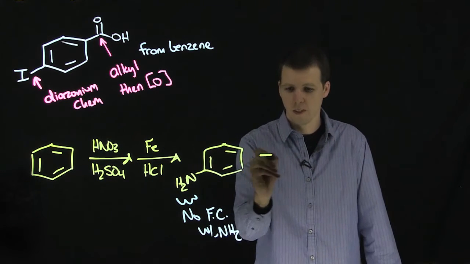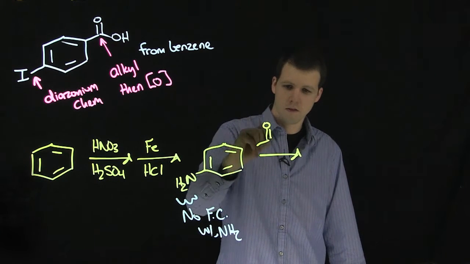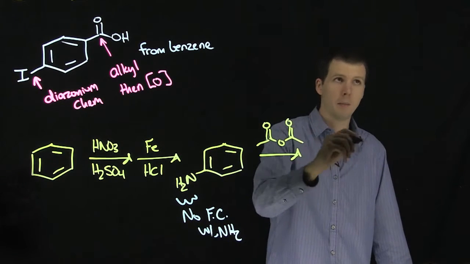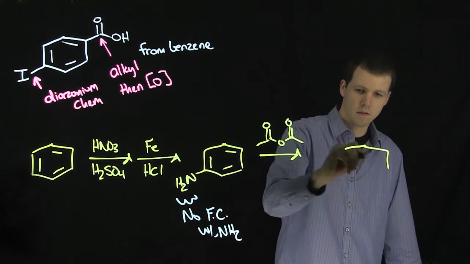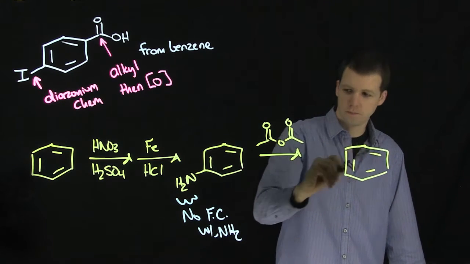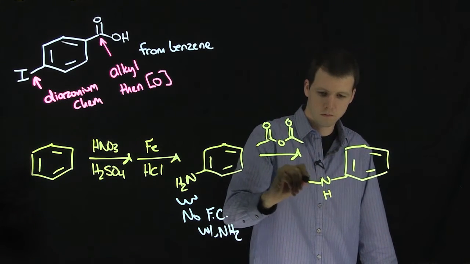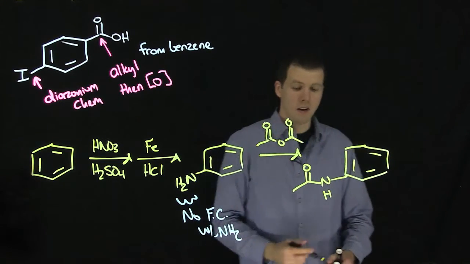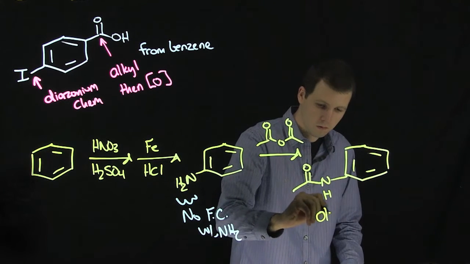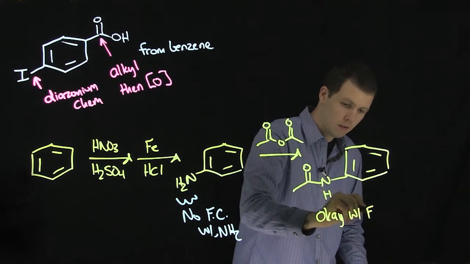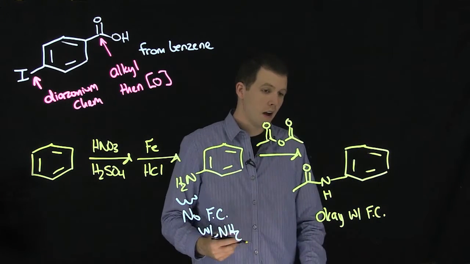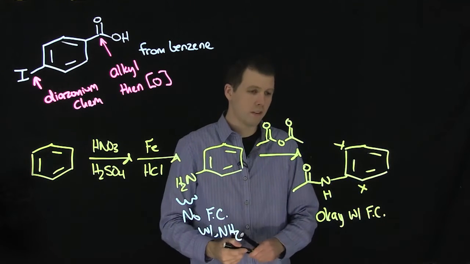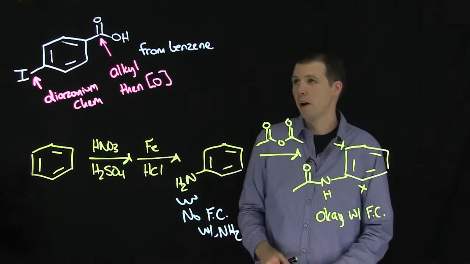So our best method for doing that is acetic anhydride, and we'll convert that to an amide. So now the nice thing about this amide is that it works fine with Friedel-Crafts. Also, since it's bulky, it blocks out those ortho positions, so we'll get selectivity at our para position.